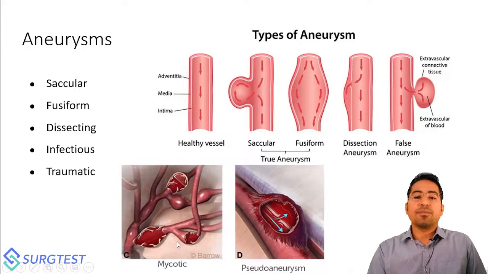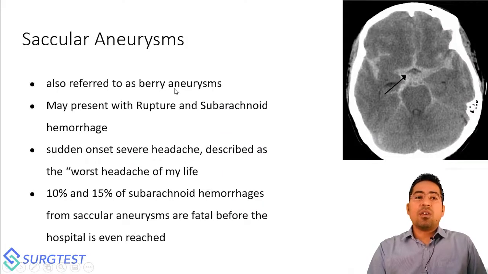bacterial infections. Now, saccular aneurysms are also called berry aneurysms, and they present with rupture and subarachnoid hemorrhage. In this CT scan you can see this hyperdense hemorrhage around the brain stem and in all the cisterns of the brain. This is called subarachnoid hemorrhage. On rupture of an aneurysm, the classical description is that the patient will present with sudden onset severe headache, and he will describe it as the worst headache of my life.